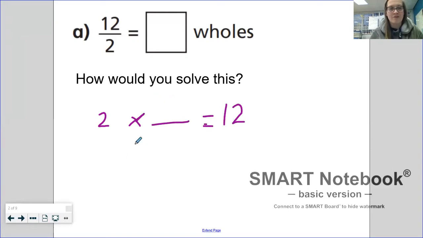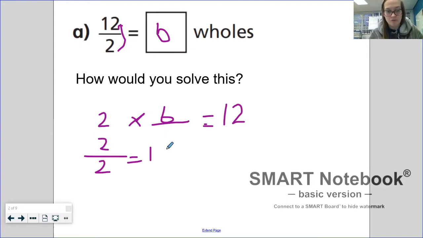So I've got 2, 4, 6, 8, 10, 12. 6. So there are 6 wholes here because 2 halves equals 1. So I'm just thinking how I would count it: how many 2s are in 12? 6. 12 halves is the same as 6 wholes.